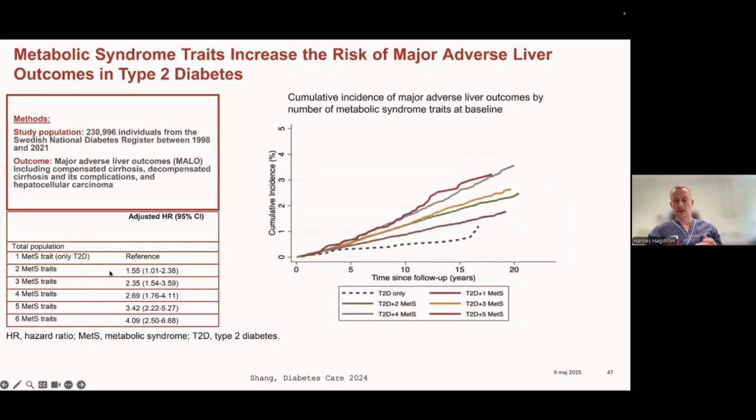This is just showing that in patients with type 2 diabetes, the more severe their metabolic syndrome is, the higher the risk to develop liver disease. So if we compare patients who have diabetes and 5 different metabolic syndrome traits, they have a much higher rate of liver disease compared to patients who only have type 2 diabetes. But it's still not super common. You can see here the cumulative incidence is around 3% after 15 years in these patients who have all 5 metabolic traits.